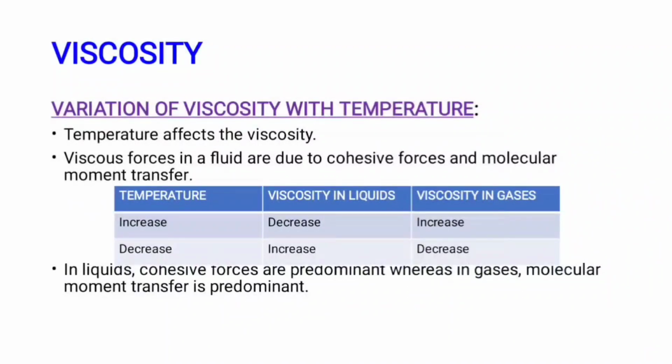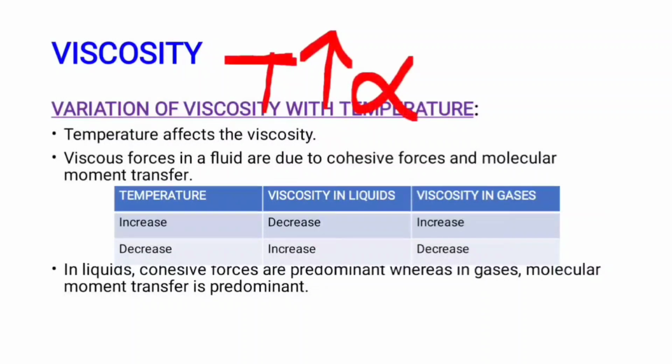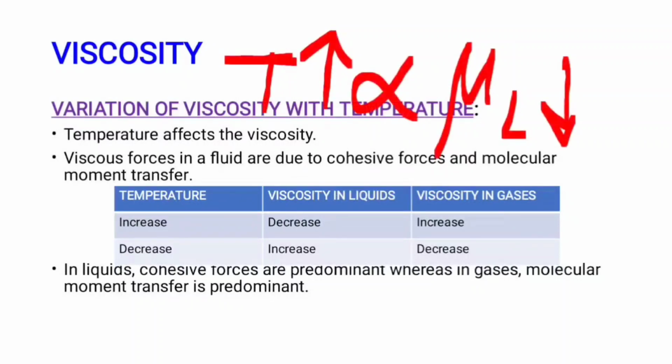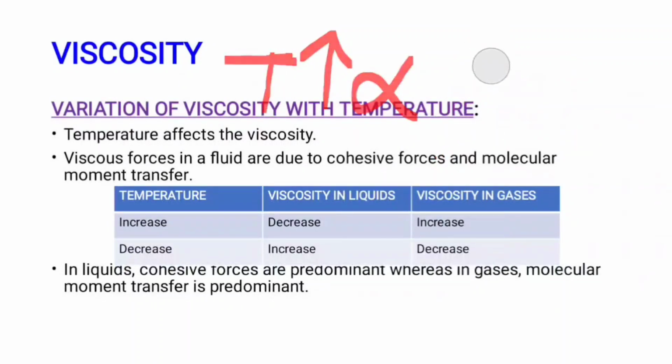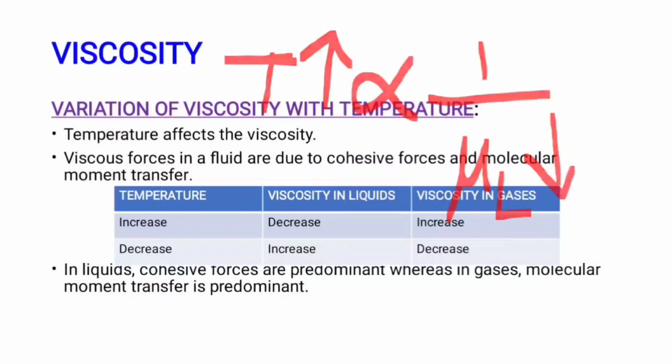So viscosity in liquids decreases when the temperature increases. Temperature increases, viscosity of liquids decreases. That means if you write 1 by mu for liquids, it will decrease. This is the inverse relation between liquids, temperature and viscosity.